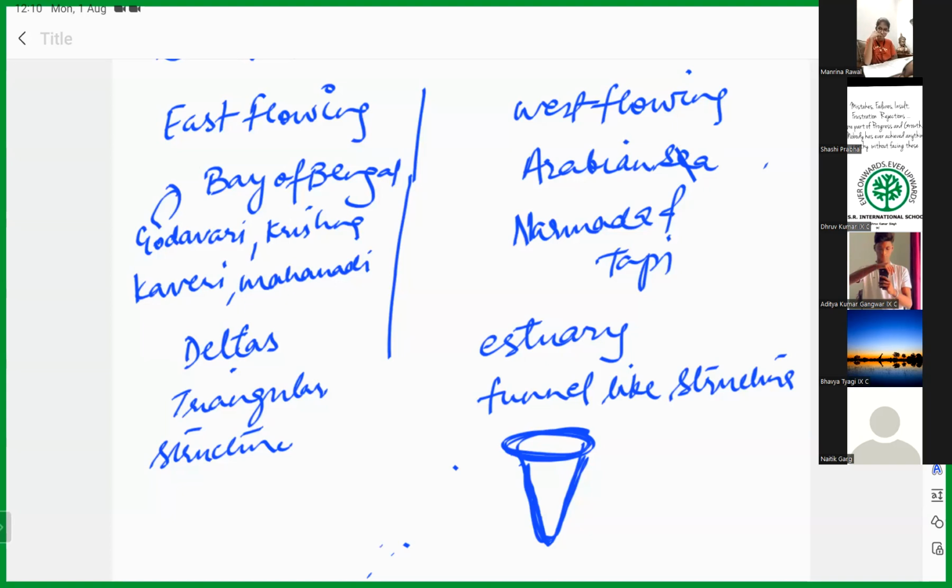Now, why do Narmada and Tapi form estuaries, and why do the remaining 4 form deltas? Do you know the reason behind it? Class? Ma'am, because Western Ghats are very high. Western Ghats are very high, yes, and rigid, high and rugged. Right? Yes, ma'am.